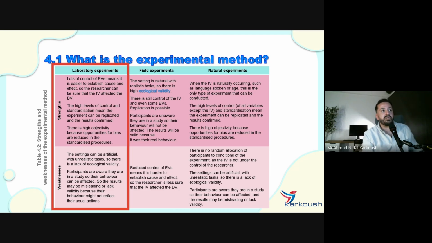The weakness, however, the settings can be artificial with unrealistic tasks, so there is a lack of ecological validity. Participants are aware they are in a study, so their behavior can be affected, so the results may be misleading or lack validity because their behavior might not reflect their usual actions, and we call this giving out, what do we call it again? Giving out, what do we call it, guys?